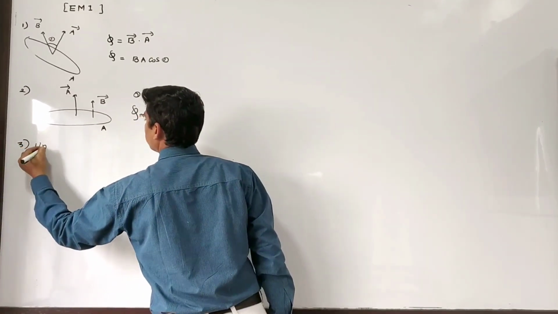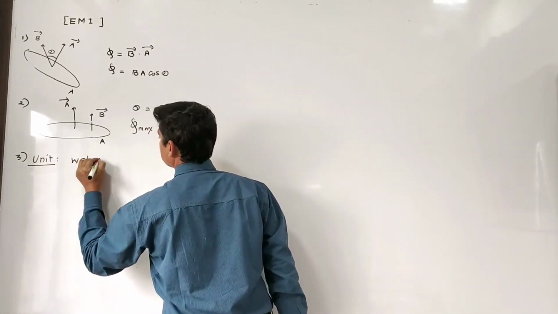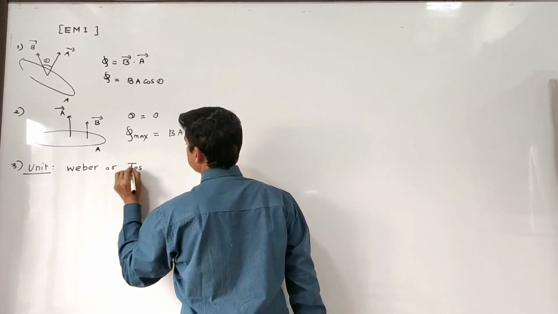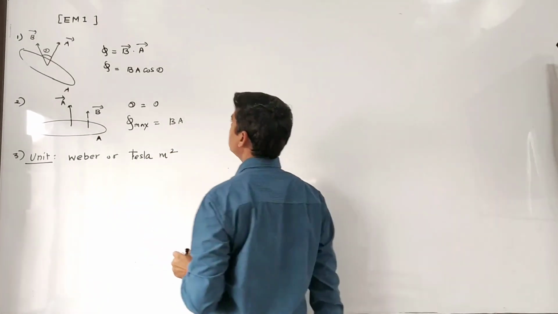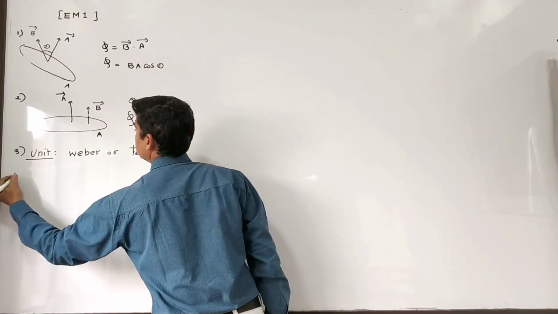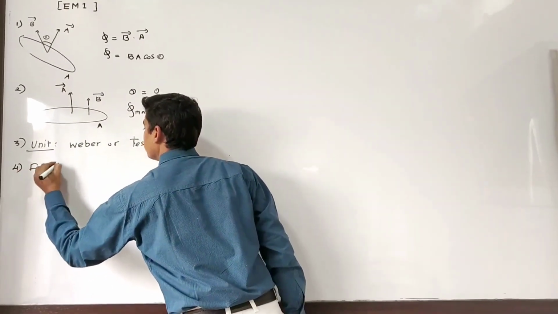Then unit of magnetic flux, very important, this is Weber or Tesla meter square. This is very important unit for magnetic flux. Then we have observed Faraday's law of electromagnetic induction.